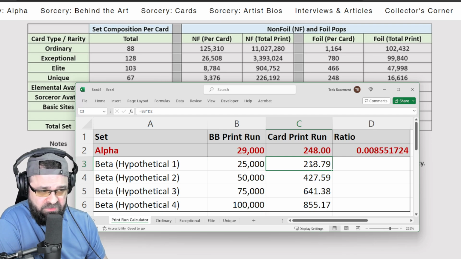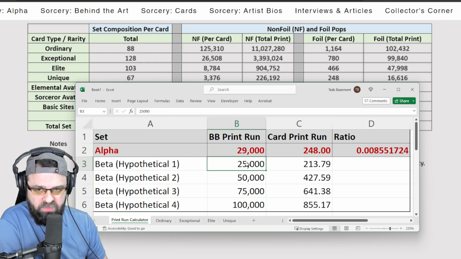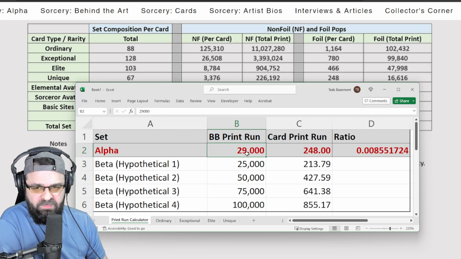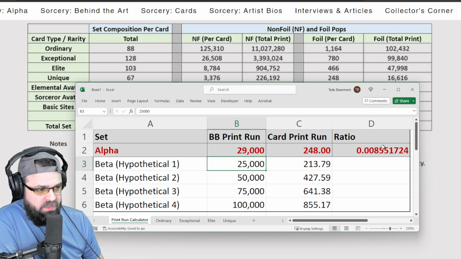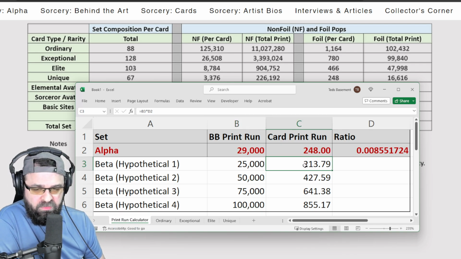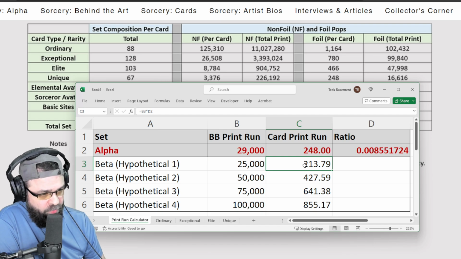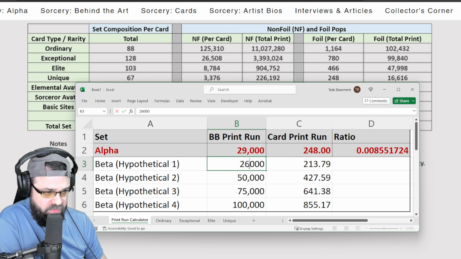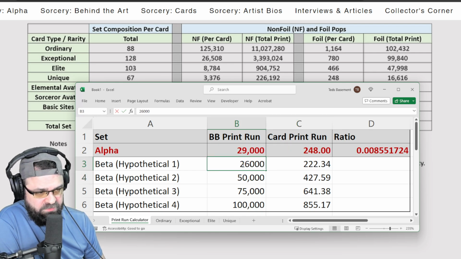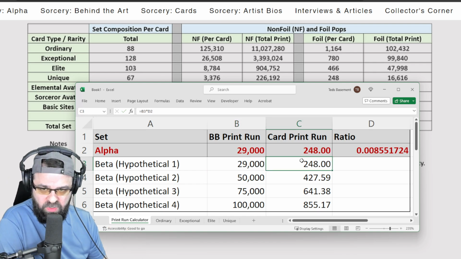Again, we're looking at uniques here, if the print run was only 25,000. And you could say the same thing for alpha. Imagine that the third row here is for alpha and there weren't 29,000 boxes, there were only 25,000. Again, hypothetically. Based on this ratio, you would only have 213 foils instead of 248. So as you change this number, you're going to get more foils. You could bring this all the way up to 29,000, and basically we're cross-checking my work here.